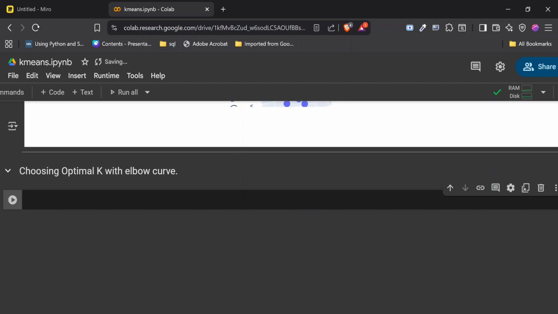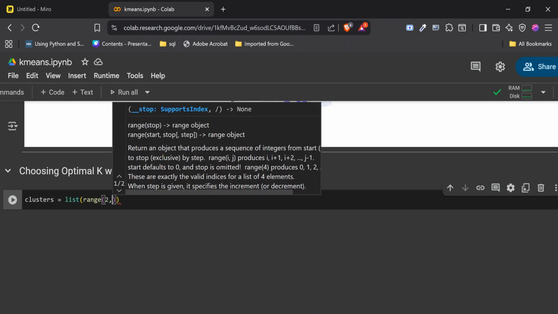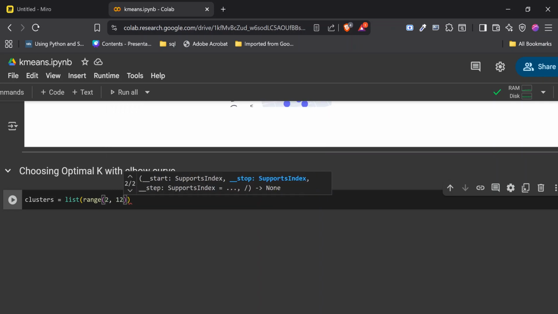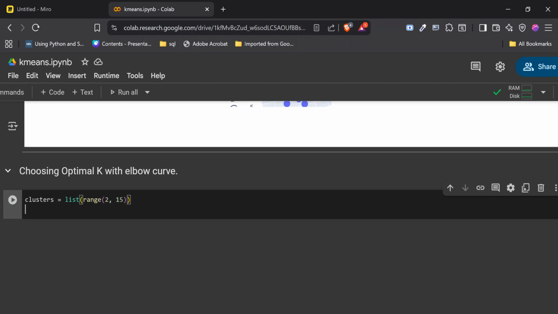Let's say for some range of k, I want to experiment with clusters between, say, 2 to 12, I guess. Maybe just 2 to 15. Then for each of these, I want to actually train a K-means model. So how can I do that?